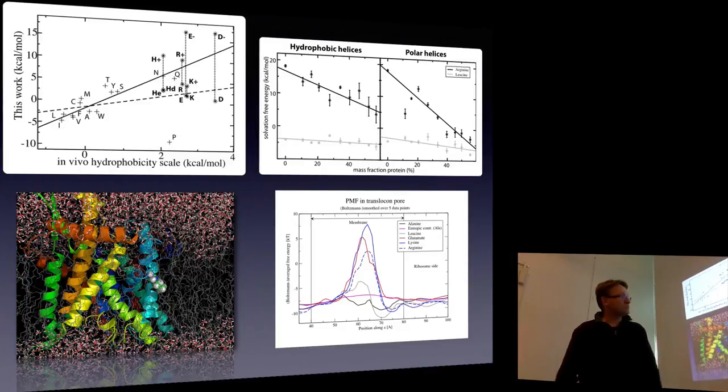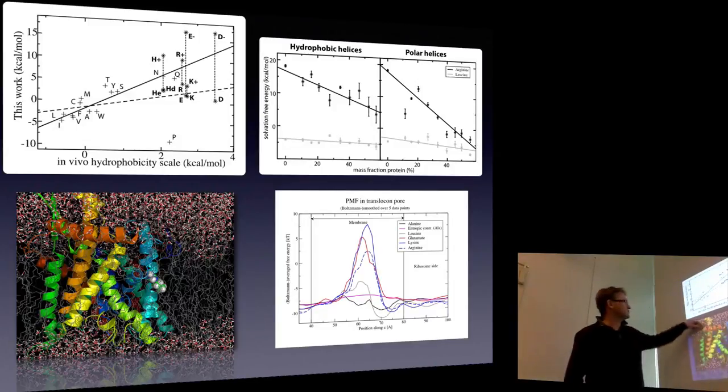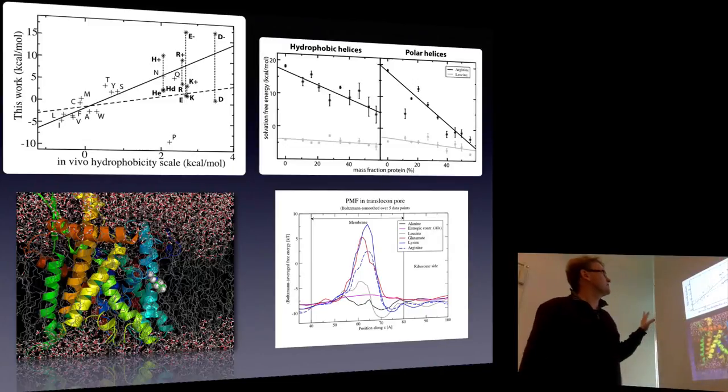This is a later work, but I don't think we ever published this, actually. But it is just an example that you can even calculate how expensive it is to pull different types of amino acids through the inside of the translocon and show what happens on the very inside, the small funnel or pore here. This is just to give you a taste of what you can do with potentials of mean force.